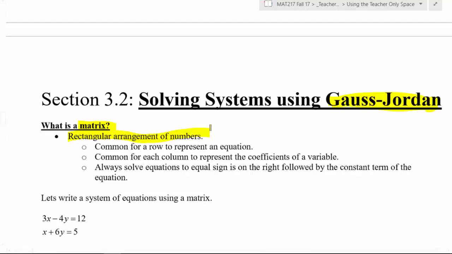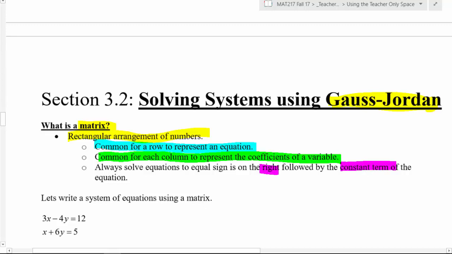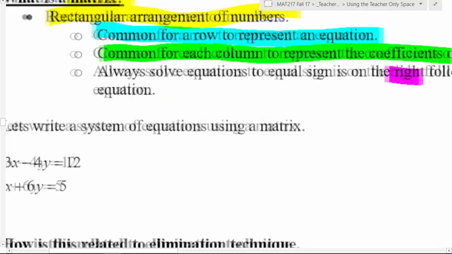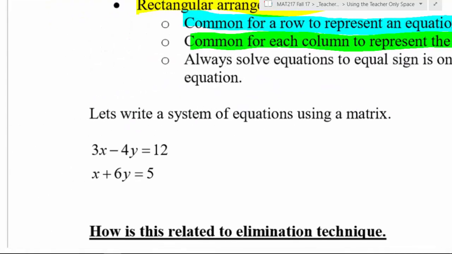Now, it's common for each row of your rectangle to represent an equation, and each column to represent the coefficients of a specific variable. So think of each column representing a unique variable, x, then y, then z, and so forth. And always arrange your equations so the equal sign is on the right-hand side, followed by the constant term. All right, so not in words, what does that mean in actual practice? Let's write this as a matrix.